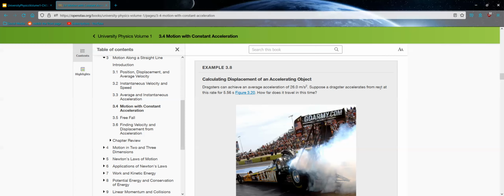and it accelerates from rest. So you have a v naught of 0 and an x naught of 0 at this rate for 5.56 seconds. Good. That's a t equals 5.56. How far does it travel? Well, that's an xf, right?